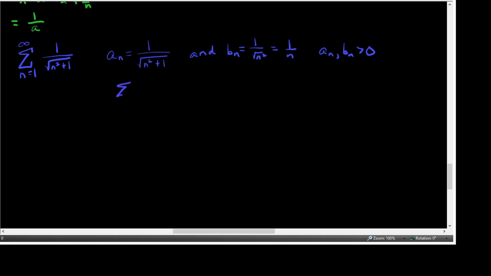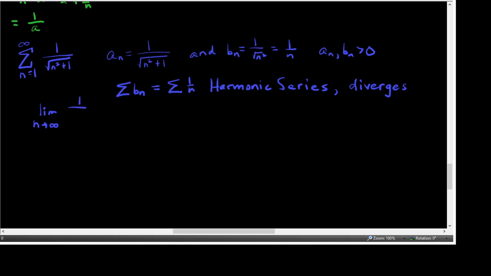So sigma of b sub n is the one that's supposed to be easy to do. Sigma of 1 over n is the harmonic series, and we know it diverges. So just invoking the name harmonic series means that you can go ahead and claim, we know that diverges, and go on with life. After you've established your b sub n and whether it converges or diverges, then you do the limit comparison test by doing the limit of a sub n over b sub n as n goes to infinity.